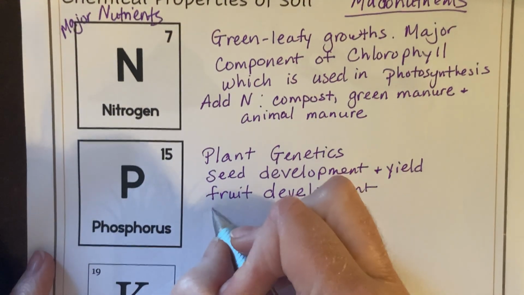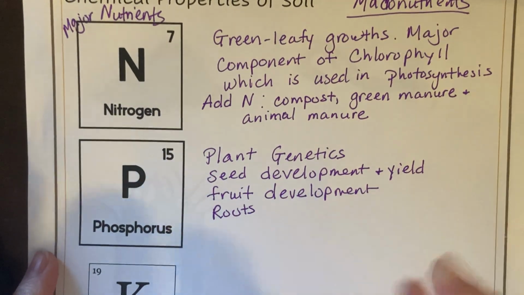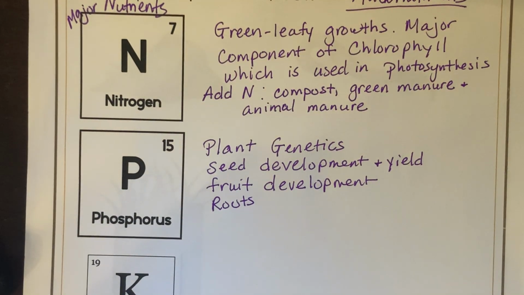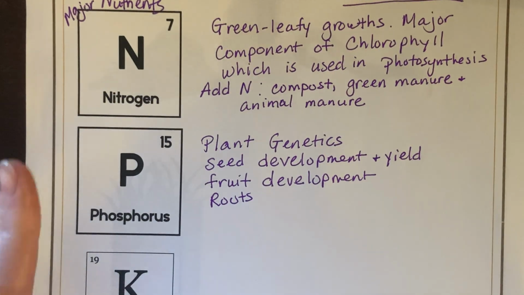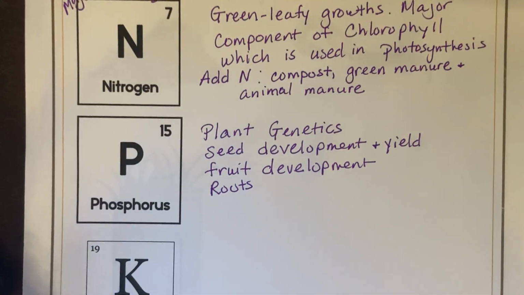And it's also for roots. This winter, I'm planting a lot of root vegetables in my garden. I'm planting potatoes and carrots and rutabagas. So I want to make sure that I have a sufficient amount of phosphorus for those root vegetables.